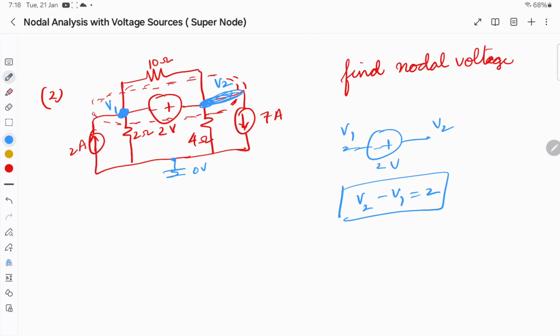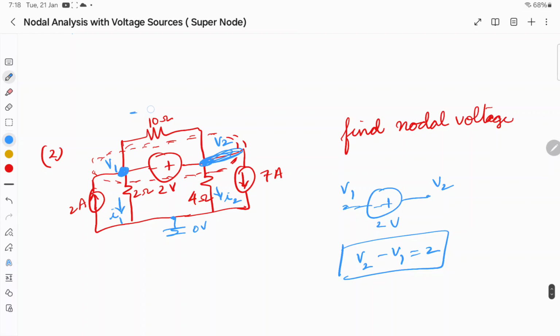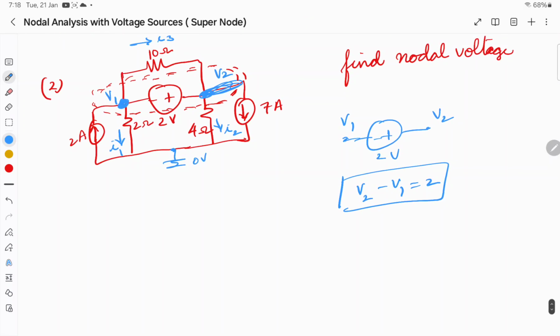So let us assume other currents. The current flowing through this 2 ohms is I1, this 4 ohms, let me put the name I2, this 10 ohms, let me give the name I3. So this is the super node. The super node is between node 1 and 2. This is node 1, this is node 2. So if I try to apply the Kirchhoff current law at the super node.